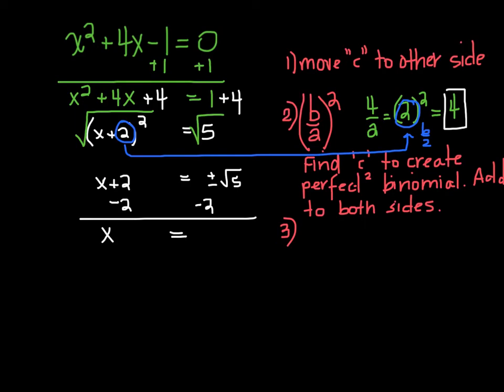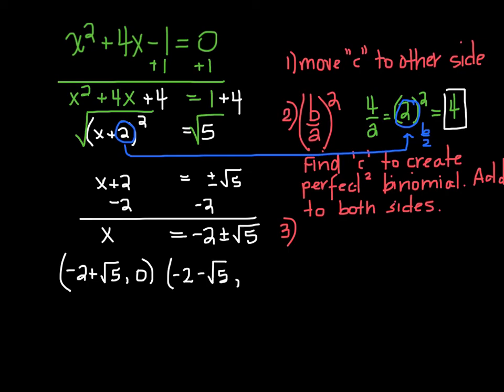Now, we talked about this. I can't add or subtract square roots unless they match. These don't match, so I'm going to put my constant in the front and my radical in the back, and that would be my answer. If I want to put them into x-intercepts, I'm going to have x equals negative 2 plus the square root of 5, y is always 0, and x equals negative 2 minus the square root of 5, y is always 0.